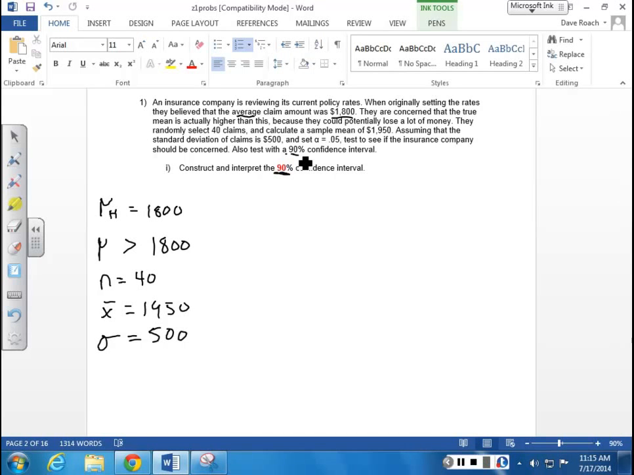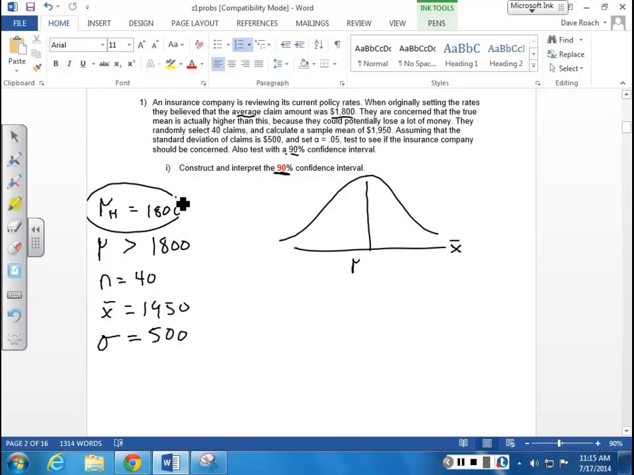Okay, so I'm going to do two things here. First, the sampling distribution is going to look something like this. This is assuming that this is true. And we're going to have a standard error equal to the population standard deviation divided by the square root of n, or 500 divided by the square root of 40. I get that to be about 79.1, I'll call it.